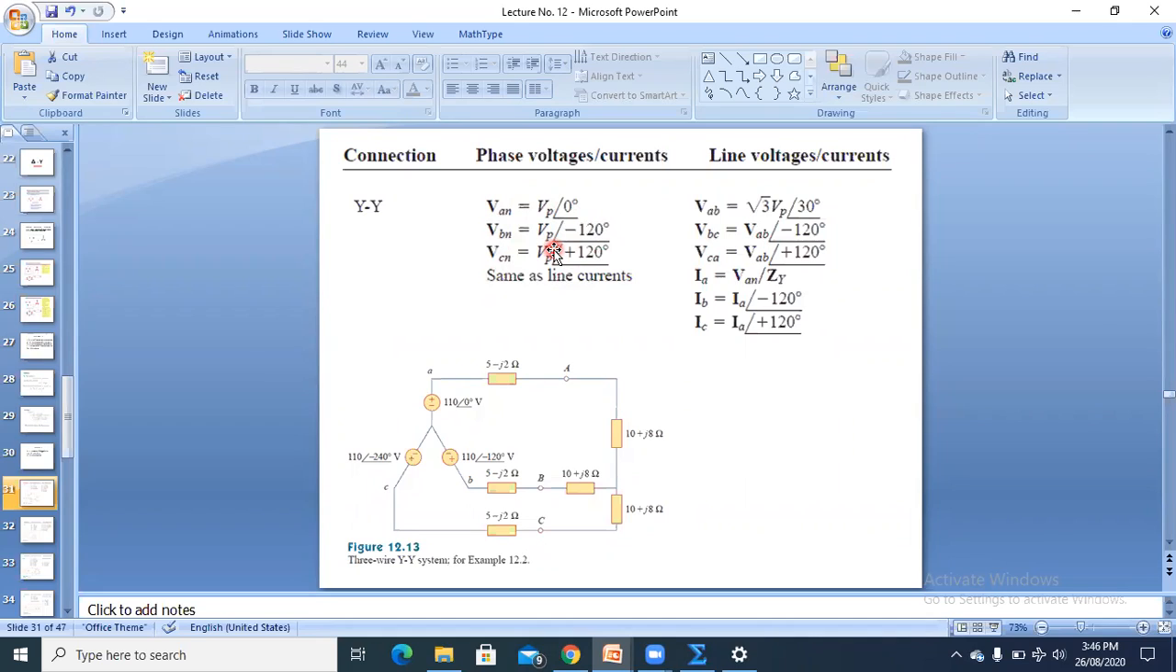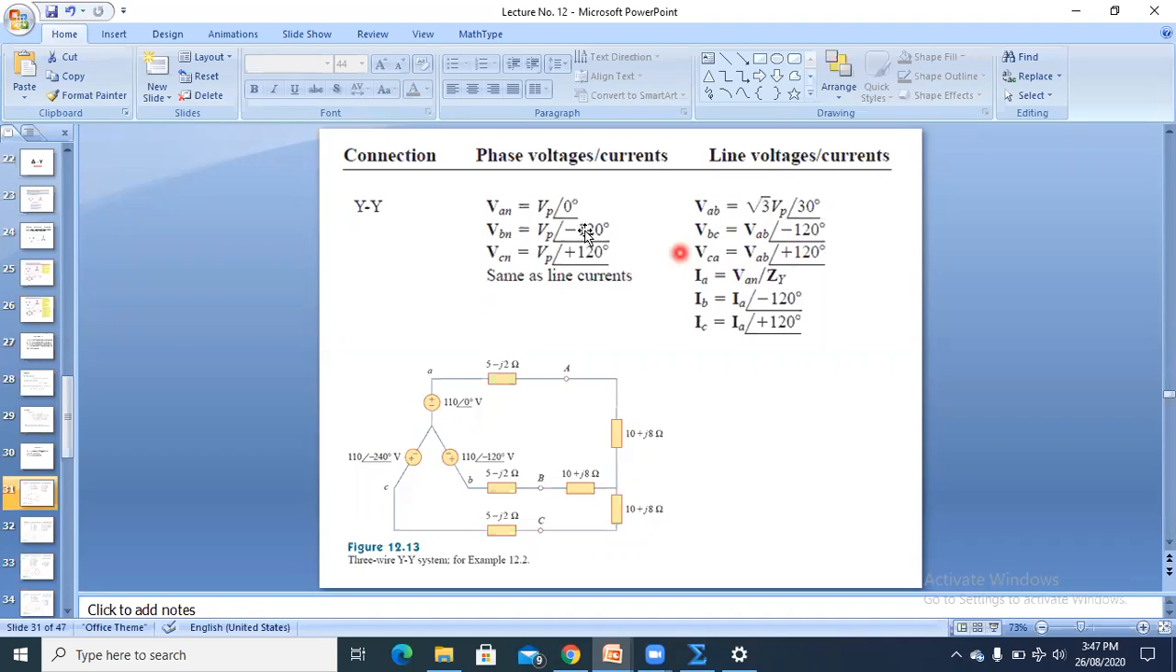So we calculate the value of the line voltage. The line voltage is √3 Vp at the angle of 30 degrees, and the same way, we have this VAB as a reference. So we have minus 120 degrees and plus 120 degrees, the values of the line voltage.